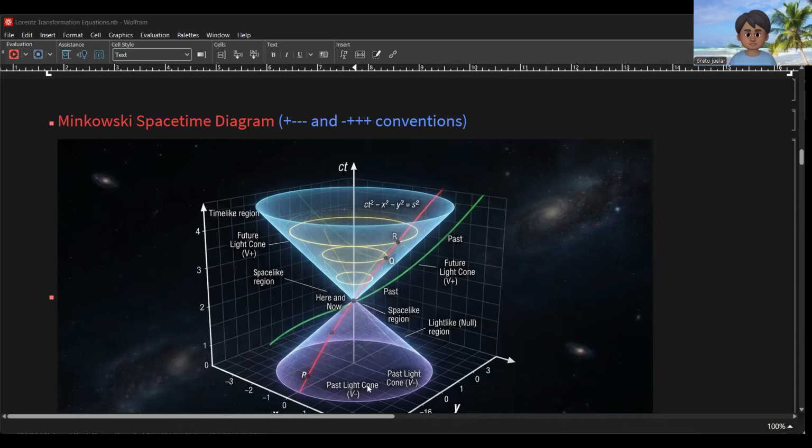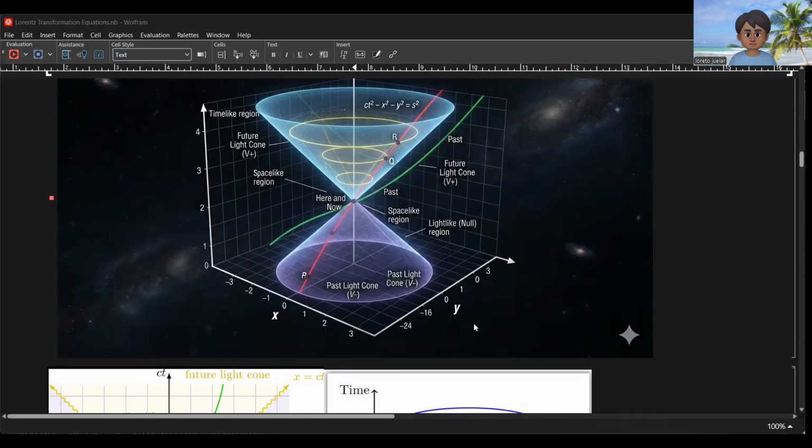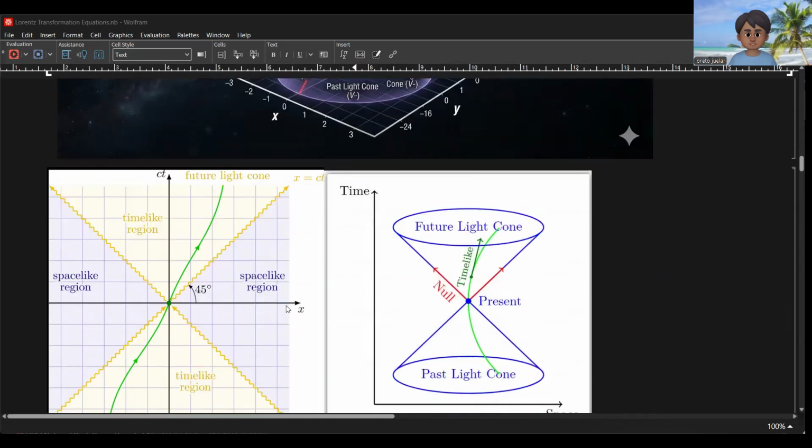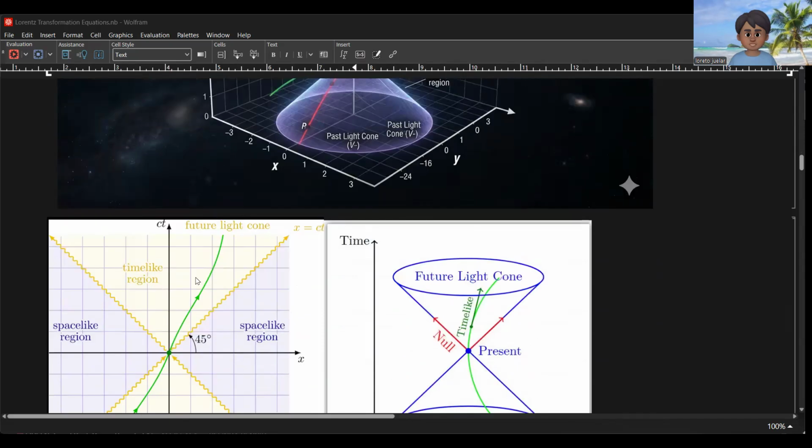Then we have the past light cone here. So this one is the past light cone. And we have the future light cone here. Now it's space-like region here outside the cone. For example, here we have the space-like regions here. This is outside the cone here. So inside the cone here, we have the time-like region here, or this is also the future light cone.